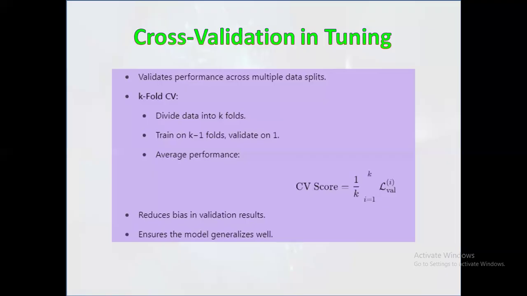Cross validation ensures that every data point is used for both training and validation, reducing the risk of selecting hyperparameters that overfit to a specific split. And by averaging over multiple data partitions, the chosen hyperparameters are more likely to perform well on unseen data.